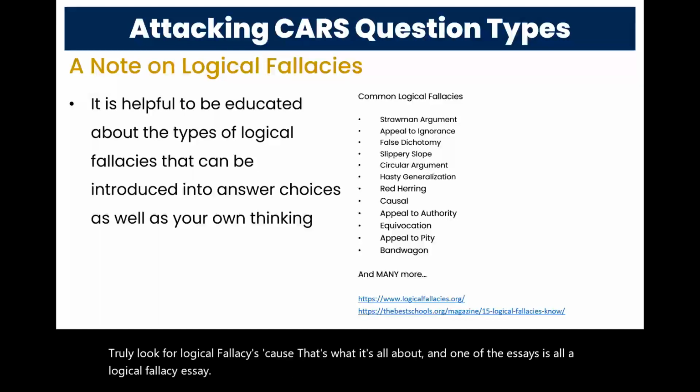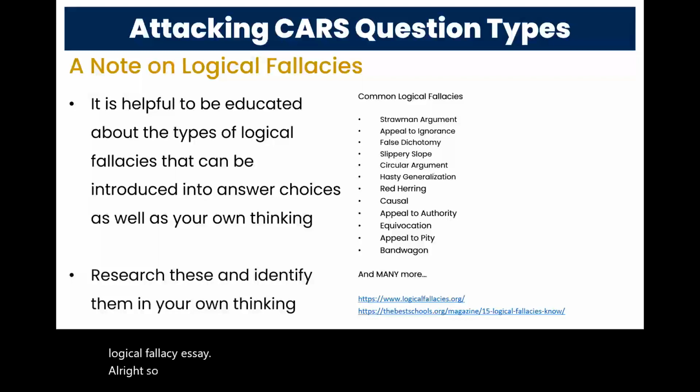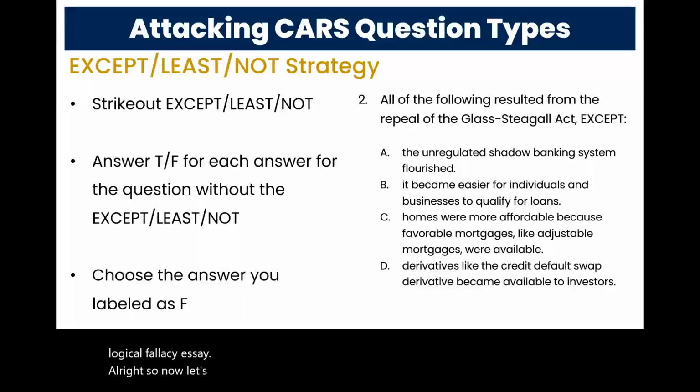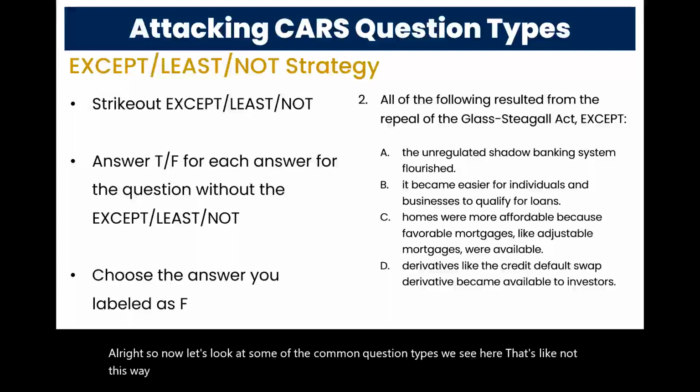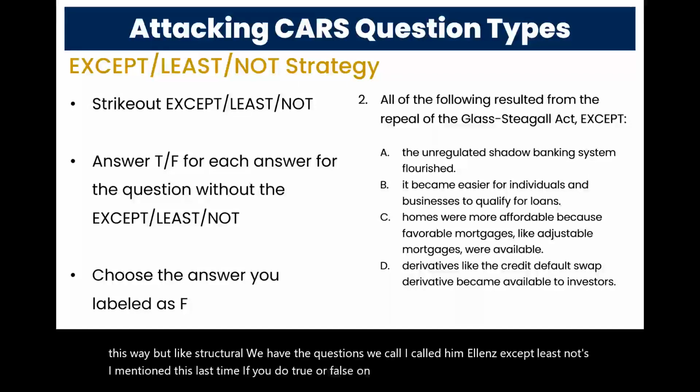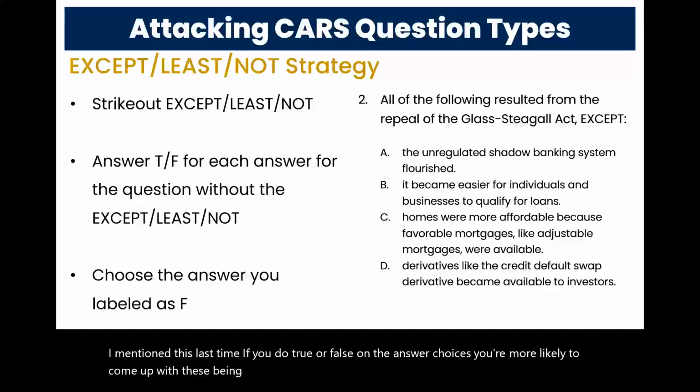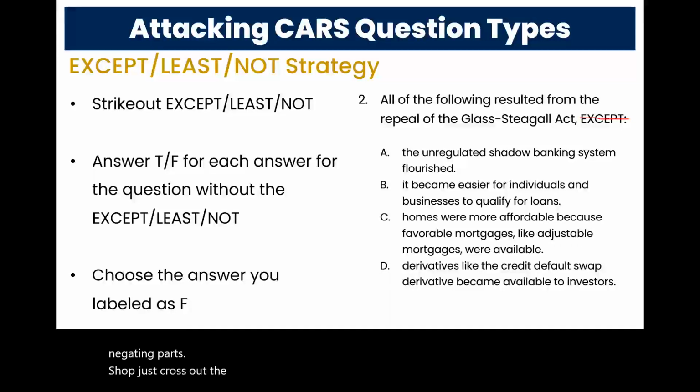All right, so now let's look at some of the common question types we see, not like this way, but structural. We have the questions I call ELNs, except least nots. I mentioned this last time. If you do true or false on the answer choices, you're more likely to come up with these being correct. So what I do is I cross out the negation part, and I answer it straight up as a true false question.